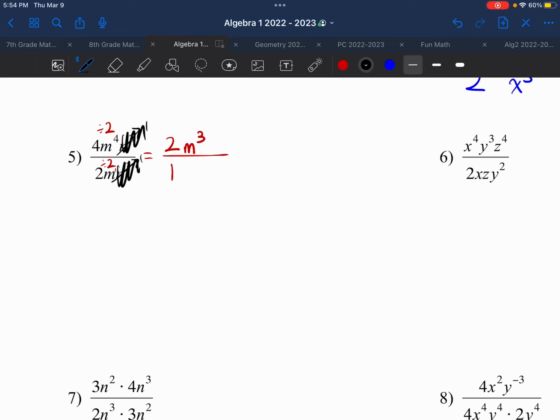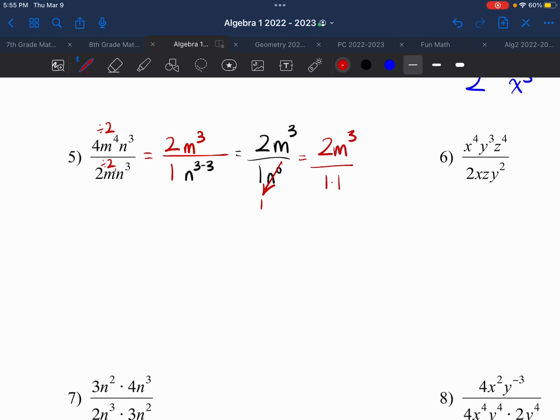And then this is going to turn into 2m to the power of 3 over 1n to the power of 0. And anything to the power of 0 is 1. So our new answer is going to be 2m to the power of 3 all over 1 times 1. 1 times 1 is 1, and anything over 1 is just itself, 2m to the power of 3. So that's a long-winded explanation, which is the typical reason I don't use that.